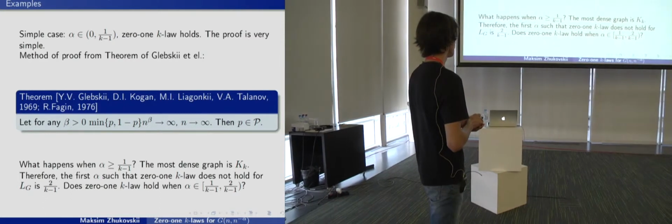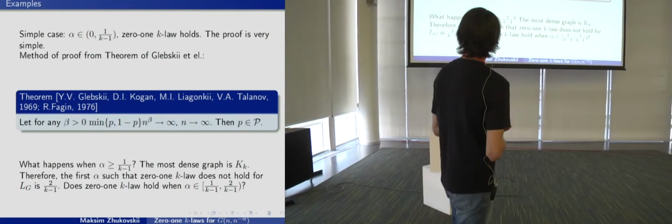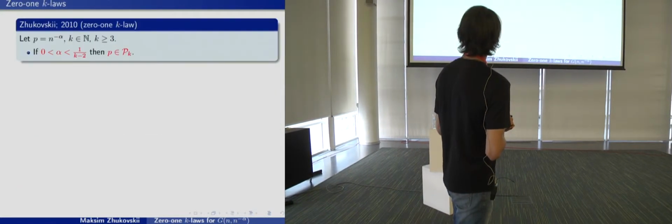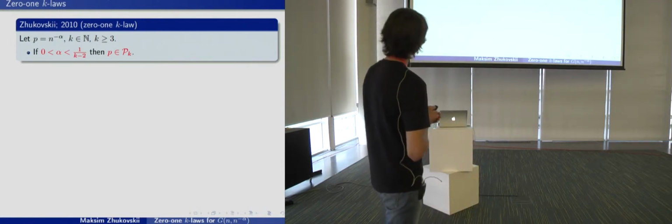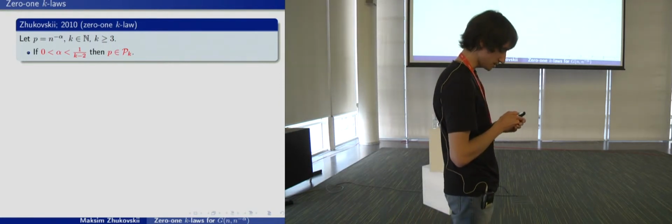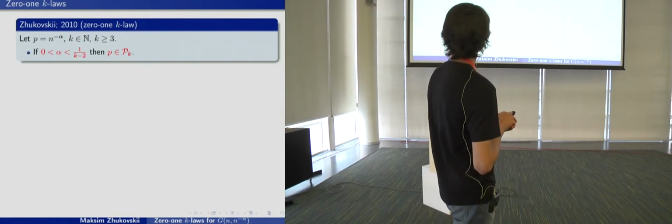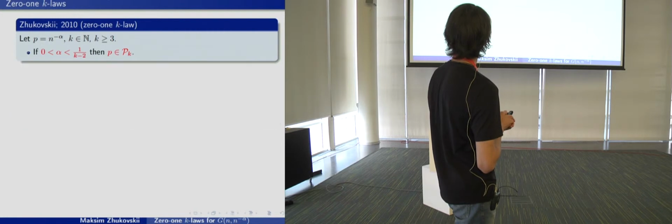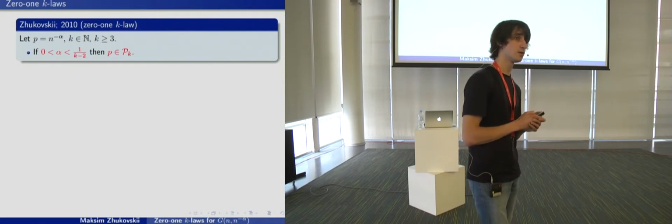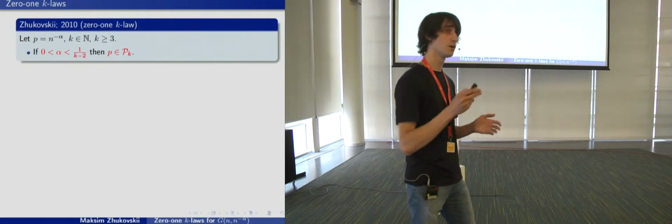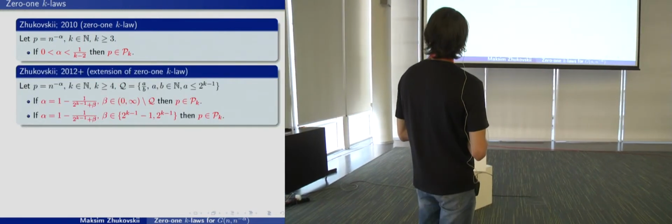But what about this interval? Are there other critical points? And the answer is yes, there are. I proved that if alpha is less than 1 over k minus 2, then the 0-1 k law holds. But, okay, it will be on the other slide, if alpha equals 1 over k minus 2, then it doesn't hold. So 1 over k minus 2 is the first positive k critical point.